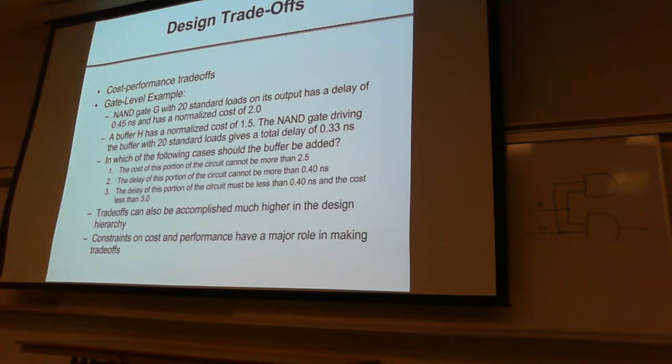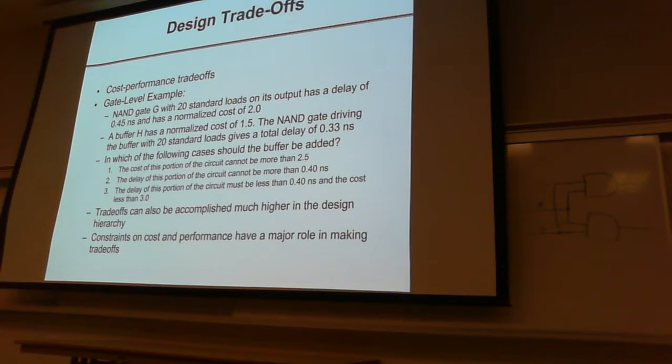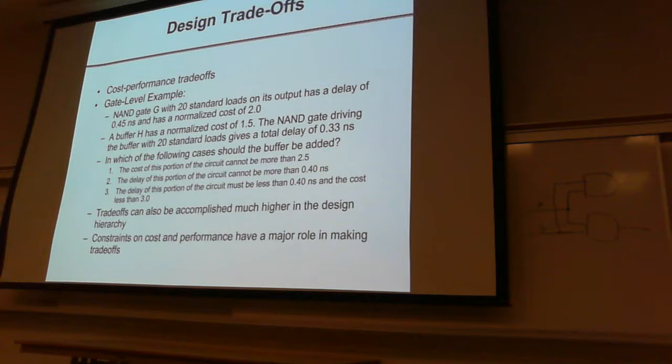Okay, now let's say I have a buffer. It comes in at a cost of 1.5. The NAND gate is driving it with these 20 standard loads, and therefore giving us a total delay of 0.33 nanoseconds. All right, so this is the problem setup. I've got my NAND gate G, I've got my buffer H. These are their two cost values, and now I have the NAND feeding the buffer.